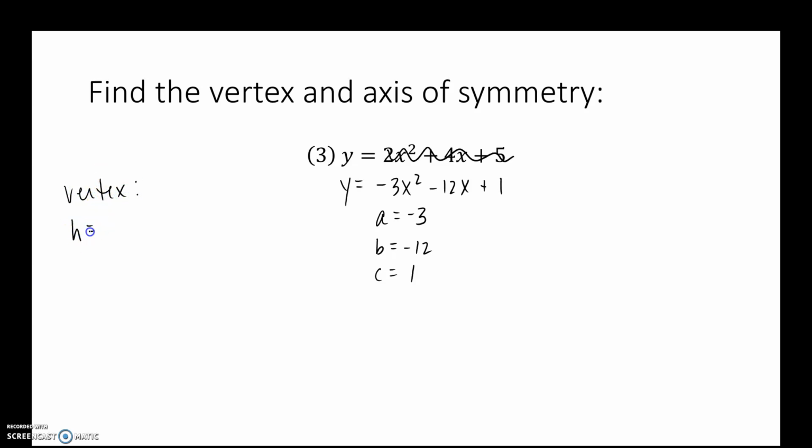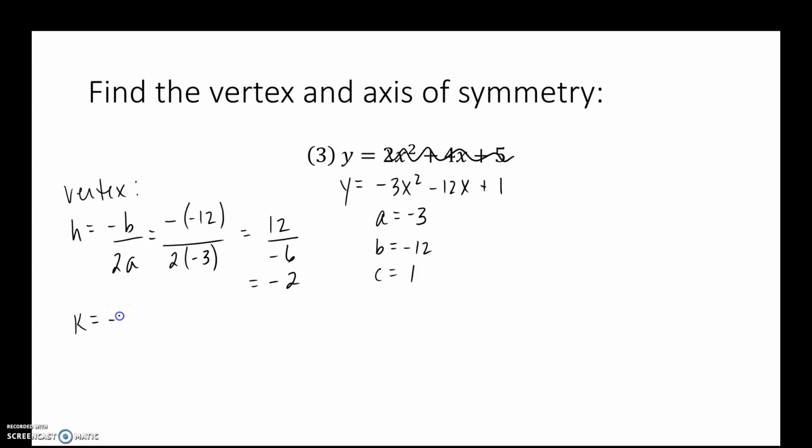So the x-coordinate of my vertex, opposite of b divided by 2a. The opposite of the value of b. So my b value is negative 12. So what's the opposite of negative 12? That'll give me positive 12 in the numerator, all divided by 2 times a. 2 times negative 3 gives me negative 6 in the denominator. So what's 12 divided by negative 6? My x-coordinate will be negative 2.